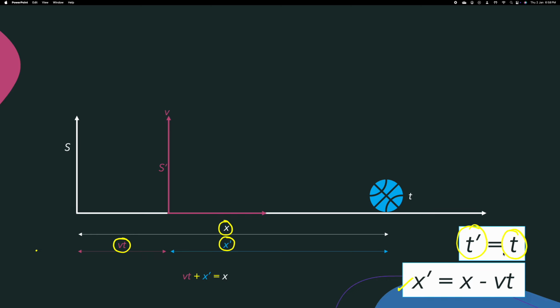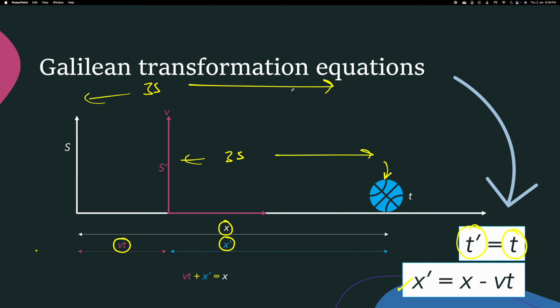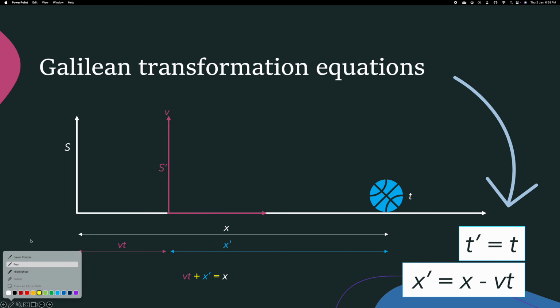So what do you mean by t prime is t? After how much time the ball fell down with respect to S prime, if I say 3 seconds, then obviously that ball has fallen down after 3 seconds with respect to any other frame also, right? And these two equations that I've written are called Galilean transformation equations. And these two formulas are there in your data booklet.